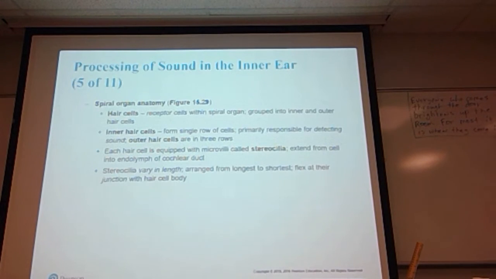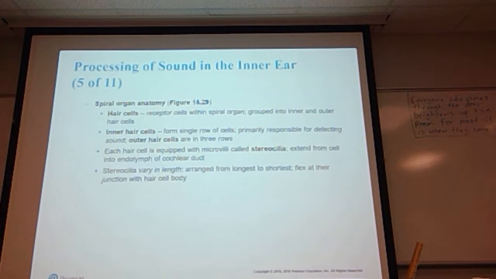Within the spiral organ, you have hair cells, which look like hair. They are receptor cells within the organ, grouped into inner and outer hair cells. The inner hair cells form a single row of cells. These are primarily responsible for detecting sound. The outer cells are in rows of three.